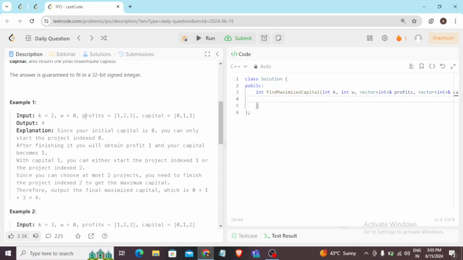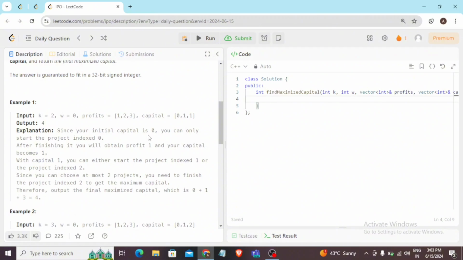After this, W will be incremented as W plus equals profits of I, so W will be 1, and as W equals 1, after this operation we can take both of these values and we will find the maximum profit. So in this case, the result will be 1 plus 3 plus the initial value of W, which is 0, which will be 4.